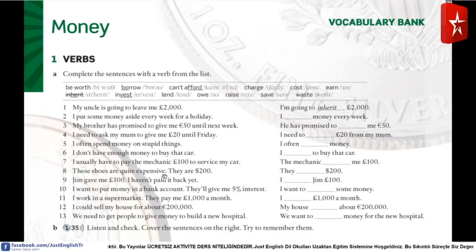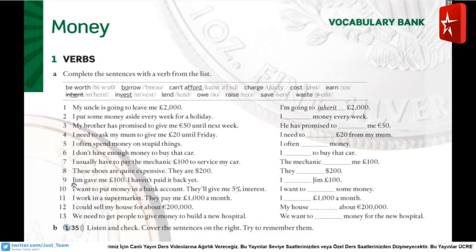So number 8, these shoes are quite expensive. They are $200. They cost 200. Cost is the correct answer. Yes, Lara, thank you. Fırat, it's not our words, okay? Sukav, Kerim, Ismail, Ayberk, you are correct. Yes, cost is a correct answer.